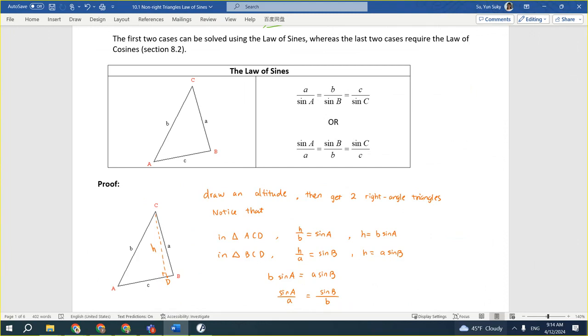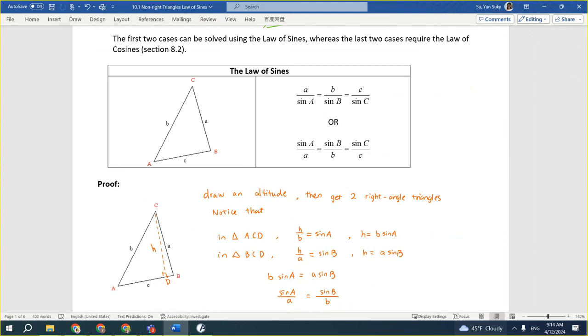And then notice that in the triangle ACD, this is the angle A. The H is like the opposite, and then the B is like the hypotenuse, right? So H over B, opposite over hypotenuse, is sine A. Therefore, H is B sine A. Okay, everybody?